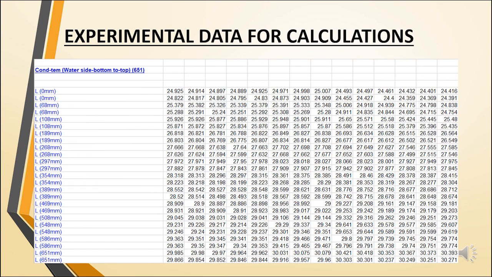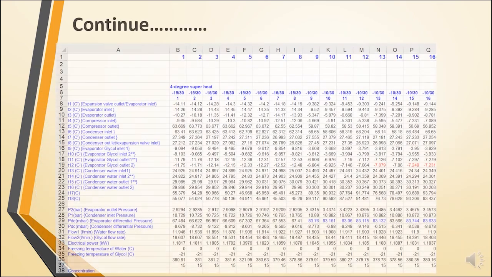This is a sample of experimental data which I use for my calculations. You can see in this slide we have condenser temperature measurements along it on the water side from bottom to top. Also, you can see a lot of data, and all this data was obtained by Professor Fernando for his research. And now I am going to use specific data for my calculations.